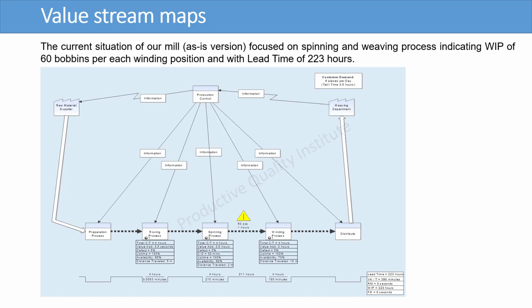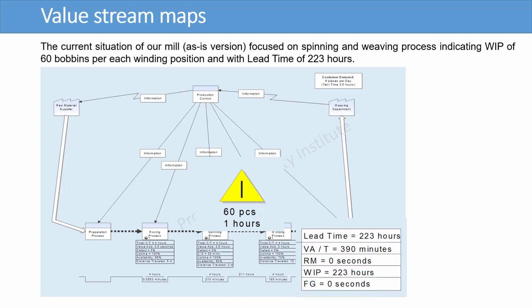The current situation of our mill, the as-is version, focuses on the spinning and winding process. It indicates that the level of WIP is 60 bobbins per each winding position, with a lead time of 223 hours.